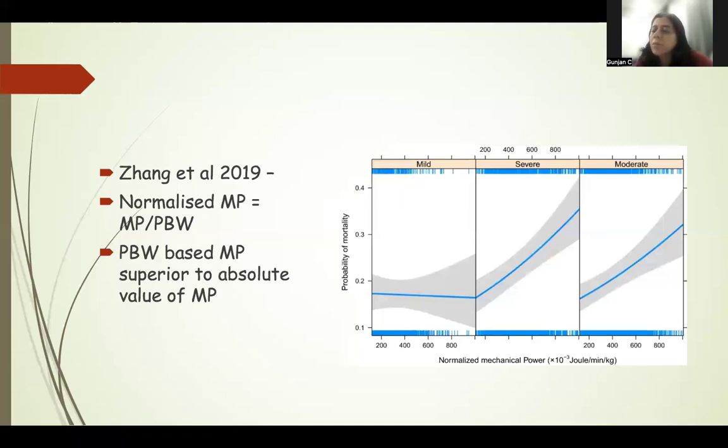It showed that in moderate to severe ARDS, this normalized mechanical power was found to have a linear correlation with mortality. But in mild ARDS, this was not seen. So this was seen mainly in moderate and severe ARDS, but not in mild ARDS.